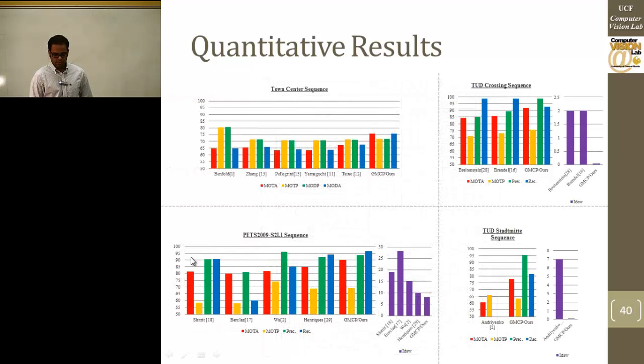And these are the bar charts of the tables that I showed earlier. We can see that in almost all the sequences, in all the metrics, we are doing better than the state of the art.